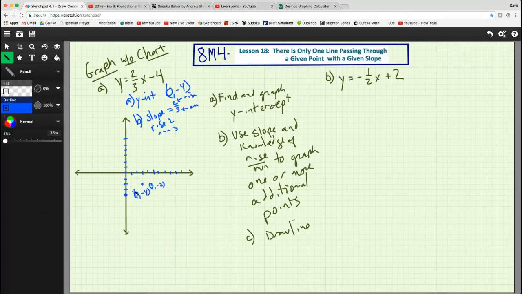And then we can rise and run again. We can rise 2 and go over 3 because we can do this for any 2 points. And so this is (6, 0). If we want to do it again, we rise 2 and go over 3 if we wanted to keep going. And notice how we keep making a straight line. So now we can draw our line.